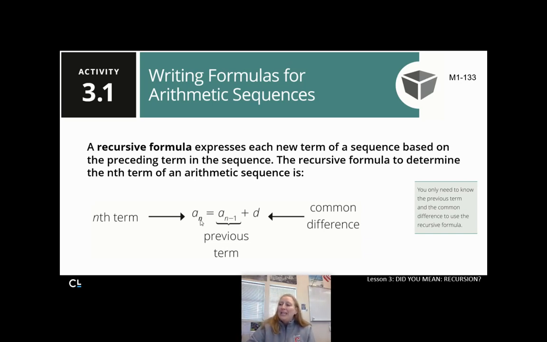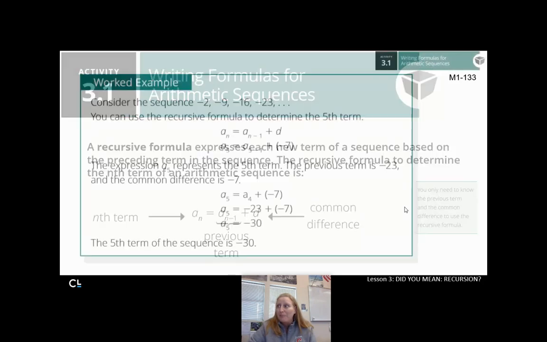All right, so if I'm looking for the fourth term, this would say a sub 4. And that means I would need a sub 3, right, 4 minus 1, the term right before it, in order to use my common difference, so plus d, to help me find my fourth term, to add that common difference onto my third term. So one of the nice things about the recursive formula is that you only need to know the previous term and the common difference. If you know the previous term and you know the common difference, great, add them together and boom, there's your next term.